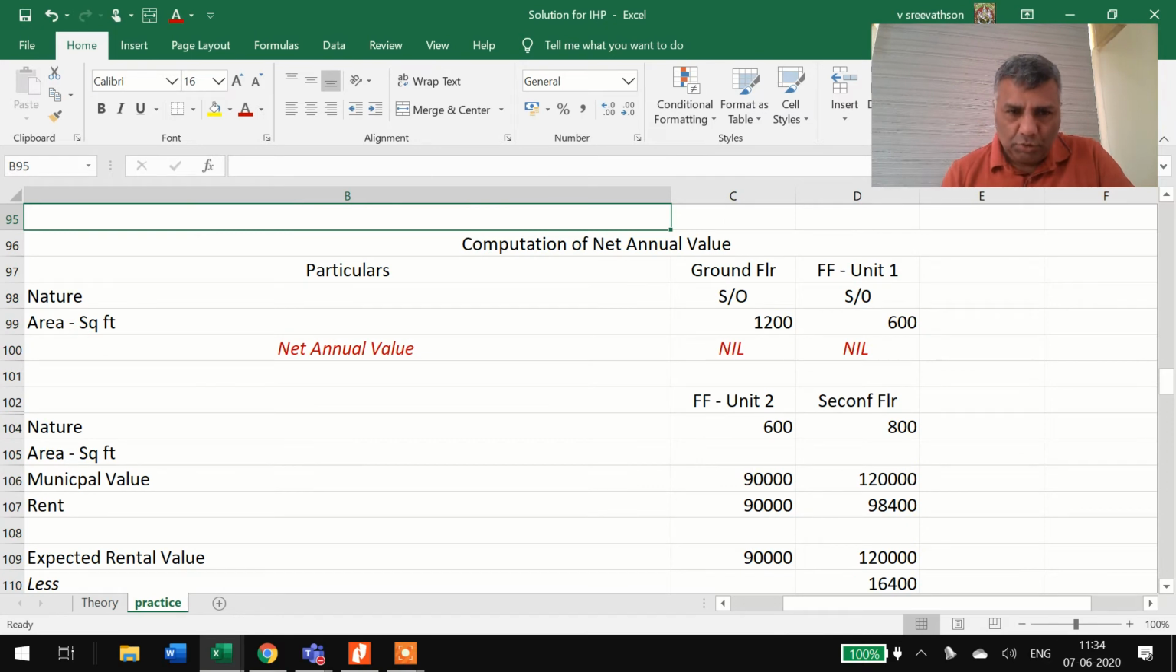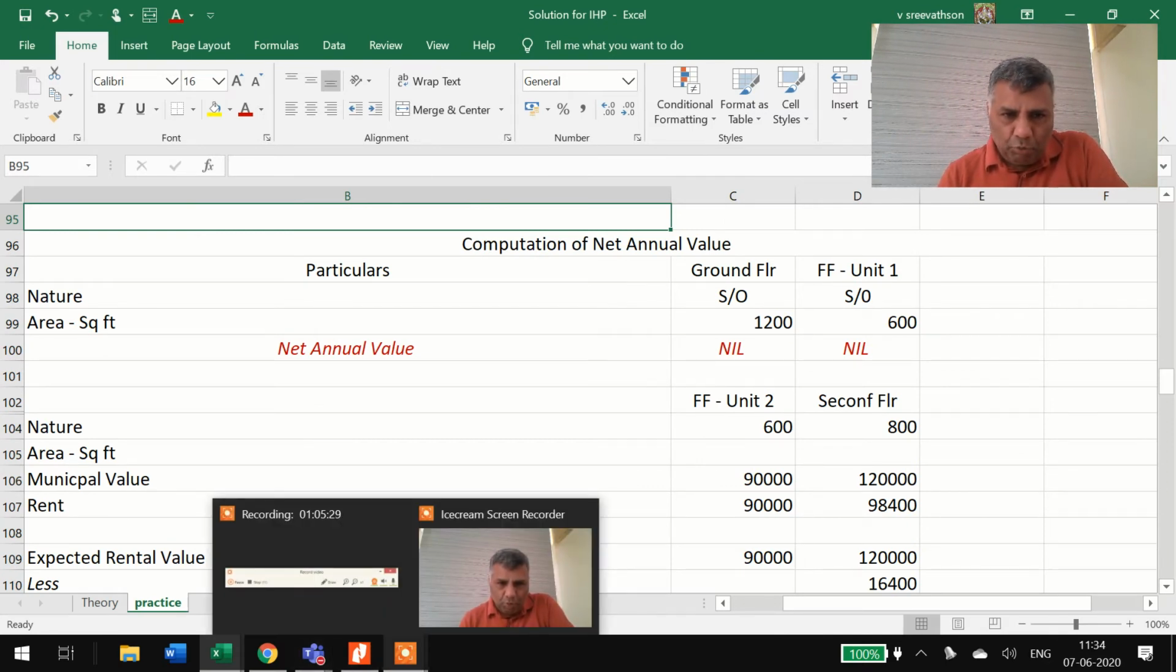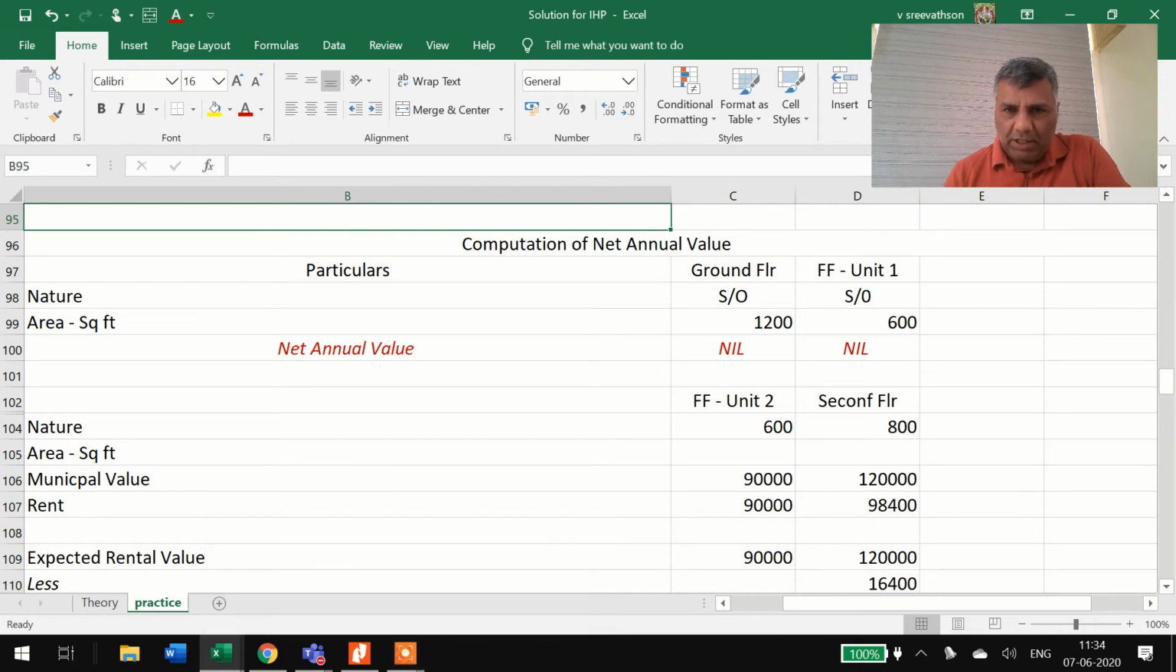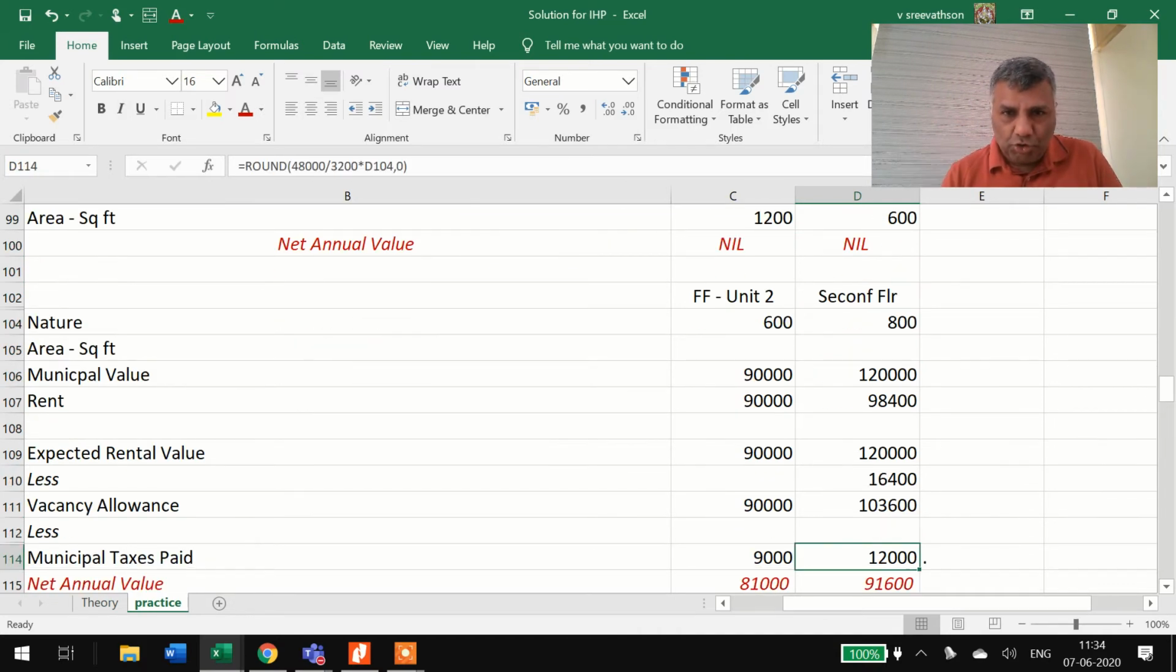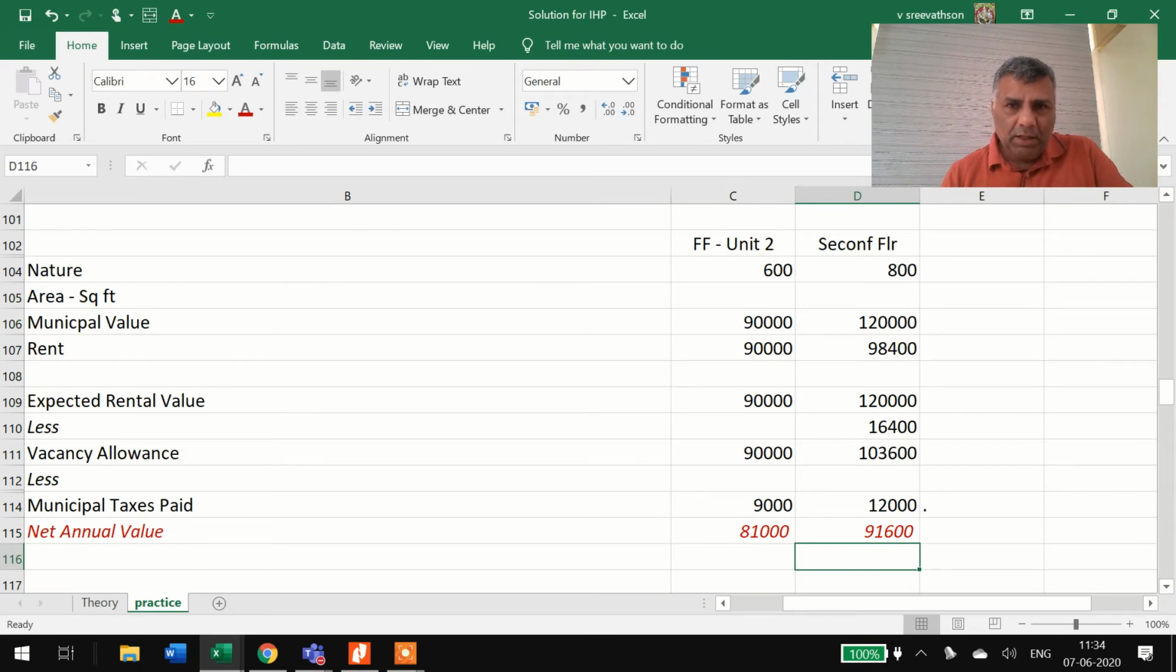This is house property 1 and 2, that is the ground floor and first floor unit 1, self-occupied, NAV will be nil. So house property is with regard to first floor unit 2 and second floor. These are all the square feet, okay.